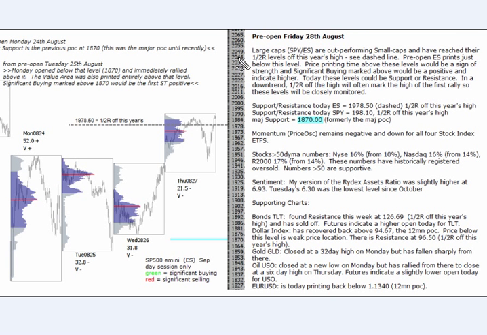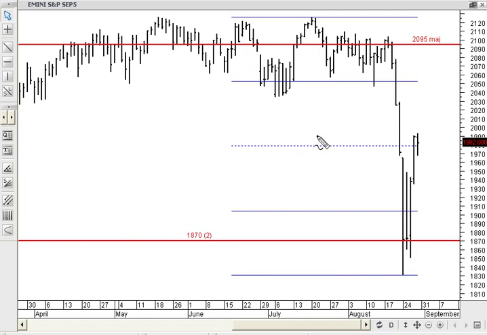So in the pre-open today, I mentioned that large caps, that would be the SPDR, and I also mentioned here the E-mini S&P, which we're looking at over here. Large caps are outperforming the small caps, and they've reached their half range levels of this year's high. And I've dash-lined this in on the chart here. It comes in at 1978.50. That's for the E-mini, and for the SPDR it's 198.10. So here we are first of all on the E-mini, and that level I just mentioned is this dashed line here. And you can see we're printing very close to it.